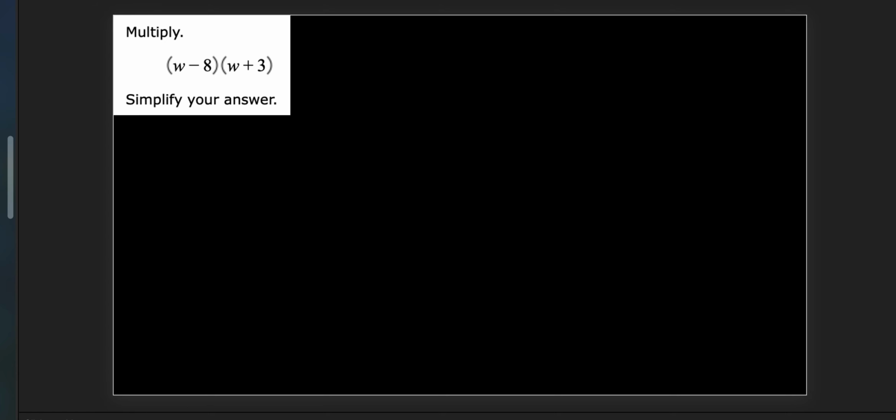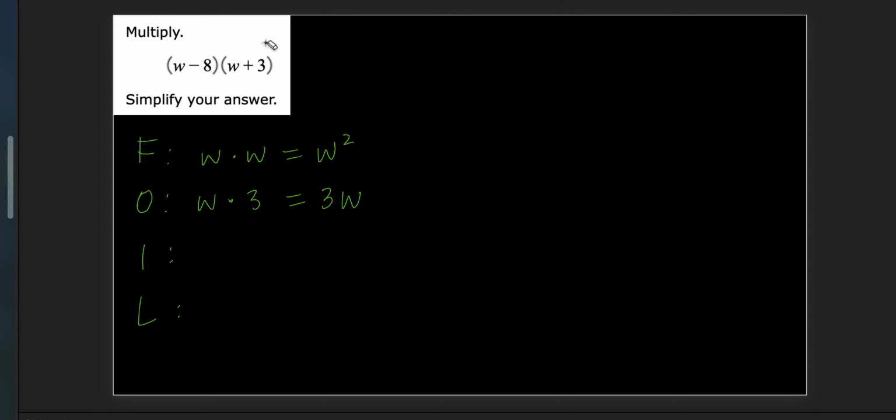In this example, we have w minus 8 times w plus 3. So FOIL. First positions are w and w. W times w is w squared. The outer positions are w and 3. W times 3, and that's 3w.